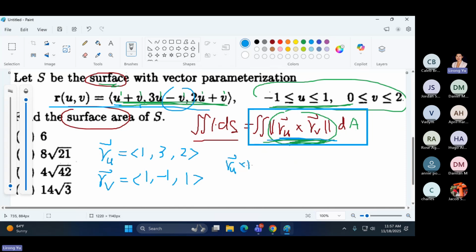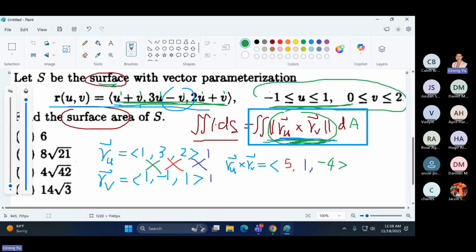r_u cross r_v. You know how slow I am when I'm calculating cross products. I think you should be able to finish this a lot faster if you are familiar with the cross product calculations. We cross multiply and subtract. That's 3 plus 2, I get 5. The second component, we move the column over and cross multiply and subtract. We get a 1. The last component, we cross multiply the first two columns. That's -1 minus 3. I get -4, if I'm not mistaken. So that was the cross product.